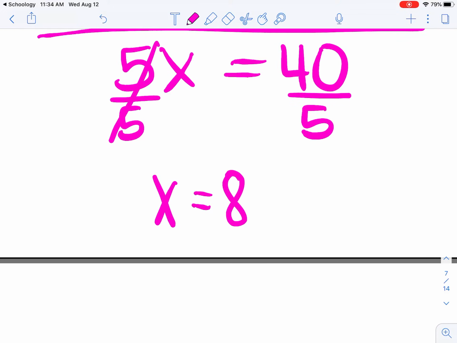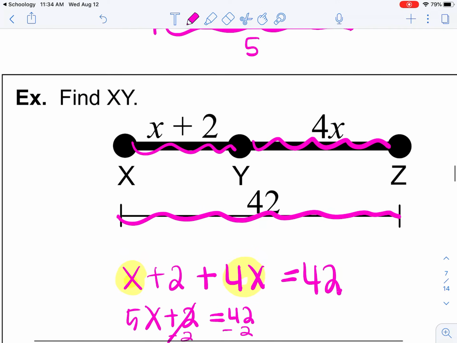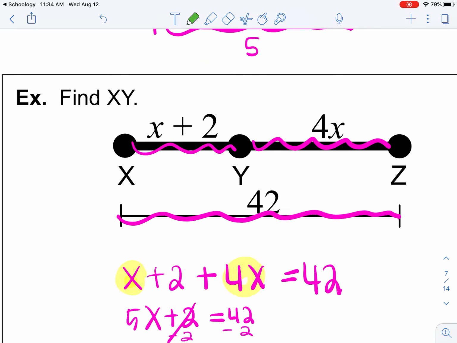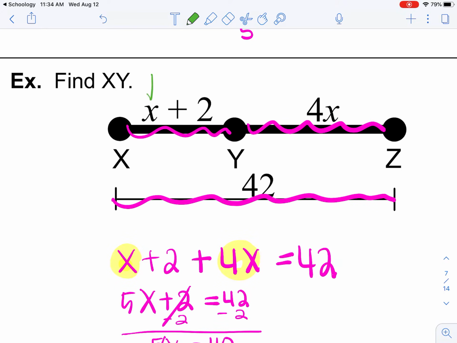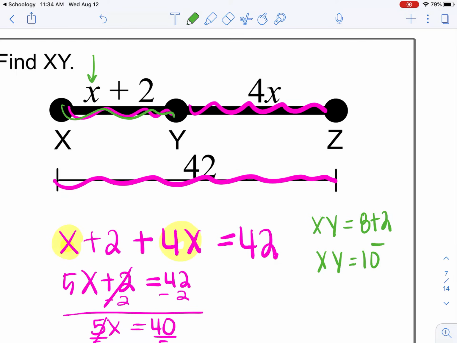Now, I don't just box this answer. I never asked you what's X. I asked you what is the length of segment XY. So now that I know X, I'm going to plug in an 8 right here so I can figure it out. So I have XY is equal to 8 plus 2. Therefore, XY is 10. If you jump to just saying XY is 10, there's no problem with that. I know you can do 8 plus 2 in your head.